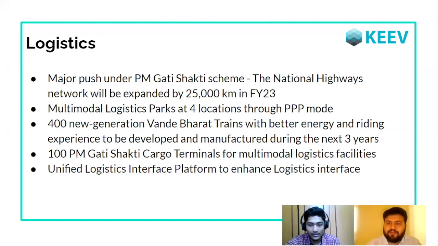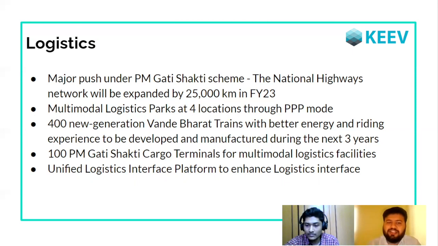So a lot of these things are planned, that you can see on this slide. You have a national highways network of 25,000 kilometers, for which the contracts are going to be awarded in FY23. They are also going to do 4 multimodal logistics parks.